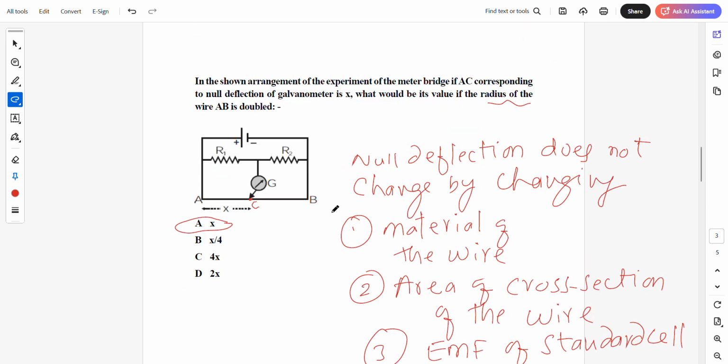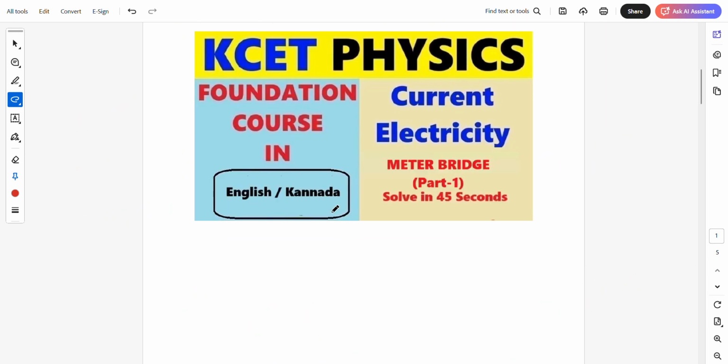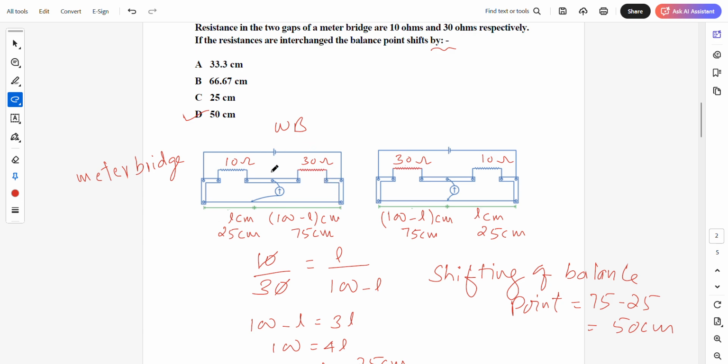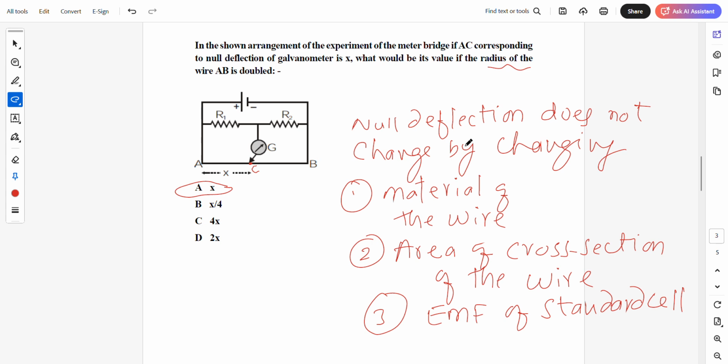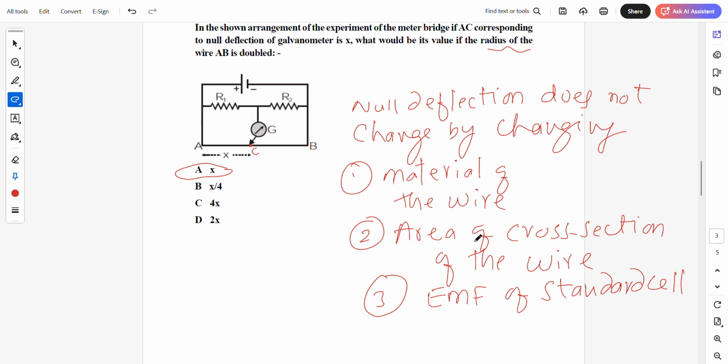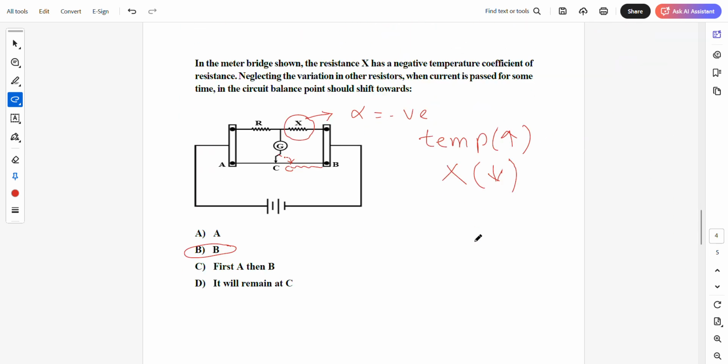Hope you have understood all 3 problems. The very first problem is very easy, based on the Wheatstone bridge. In the second problem, remember, null deflection does not change by changing the material of the wire, area of cross section of the wire, and EMF of the standard cell. And in the last, alpha is negative, so if temperature is increased, X decreases, therefore it tries to shift towards B.